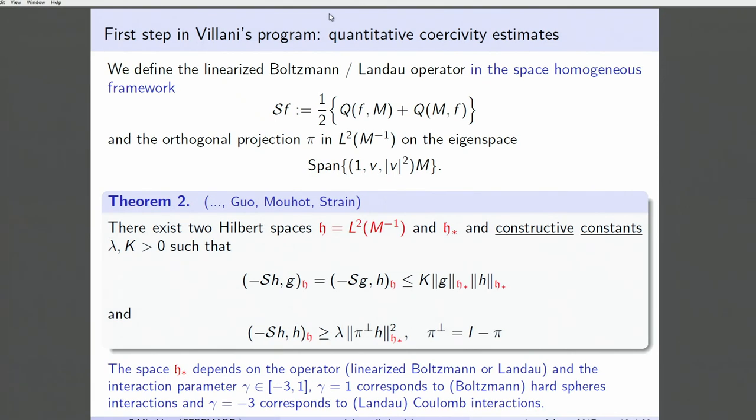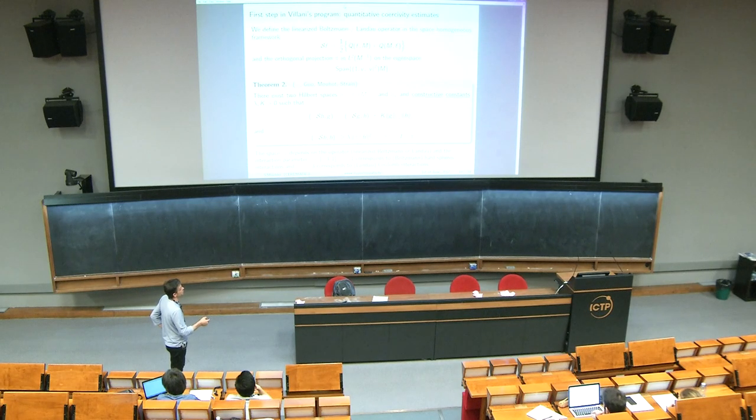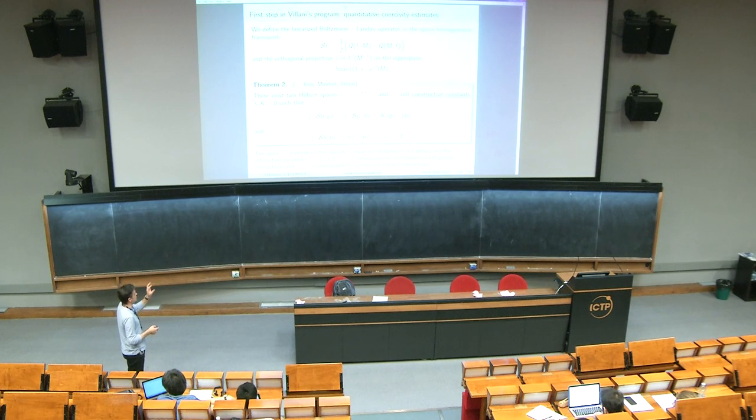Okay, and then the goal, and what is possible to prove, is that in this space here, the operator is symmetric, bounded by some norm which can be different. It depends really strongly on the operator you consider. And this is positive. The quadratic form, or the Dirichlet form, is positive, in the sense that it is lower bounded by the projection on the orthogonal of the null space, controlled in the same norm as here. Okay. So that's the coercivity estimates for the Boltzmann and the Landau equation, and for these two models, we have exactly some quantitative estimate for this.